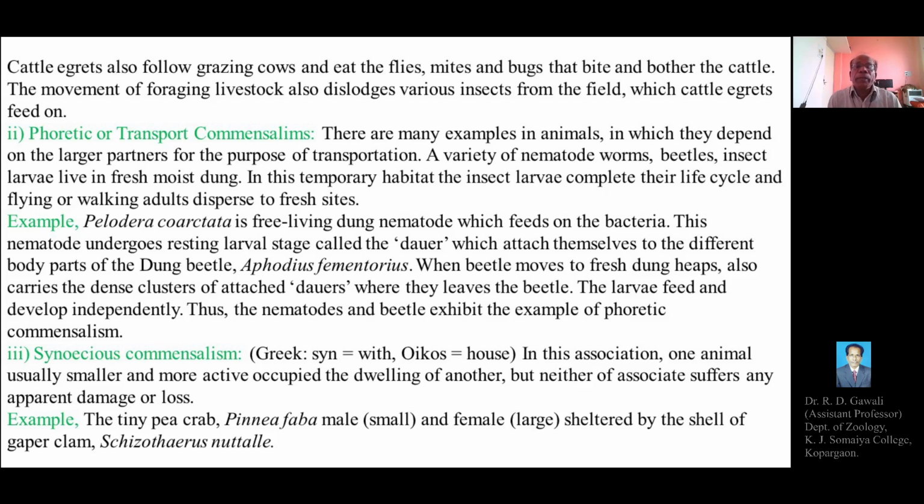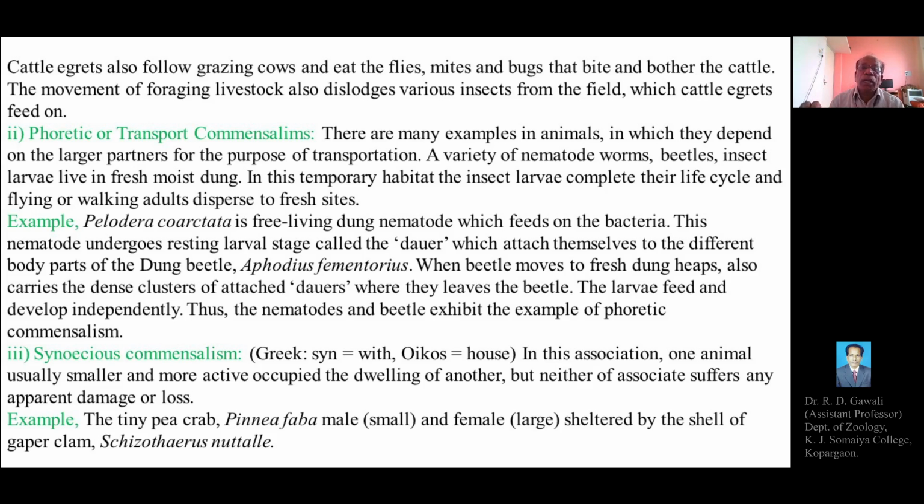So the dung nematode larvae called dauer remain attached to the body of the dung beetle, Aphodius fimetarius. So the dung beetle acts as a host of the nematode larvae or dauer. When this beetle moves to the fresh dung heaps, it also carries the dense cluster or group of nematode larvae, the dauers, and where they leave the beetle, the larvae feed and develop independently.